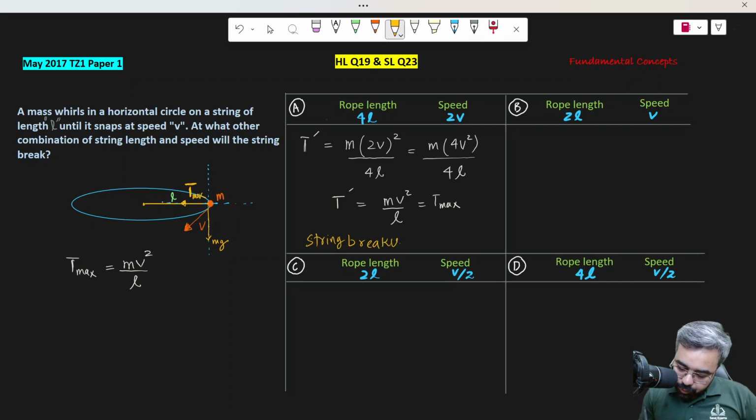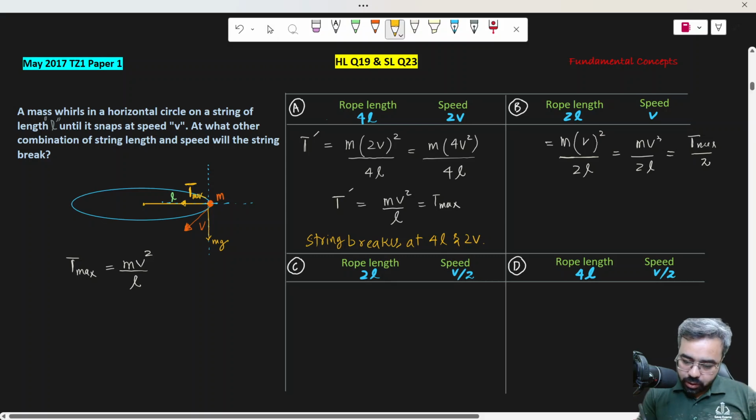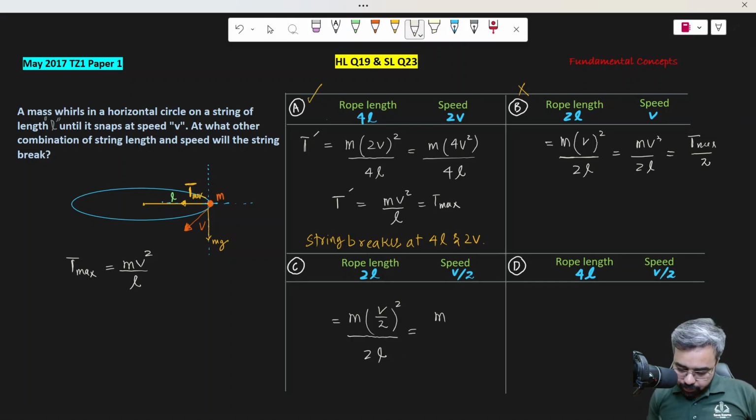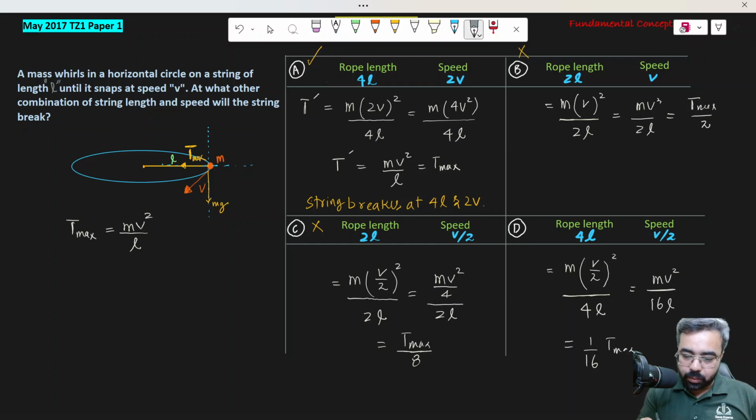But I will quickly show you the others. This is equal to mv square over 2L, which is, by the way, dear students, T max over 2. So it's half of the maximum tension. That should not be the right answer. A is the only right answer. The next will become mv square over 4 divided by 2L. In short, this will become maximum tension divided by 8, so it is 1/8. Obviously, it is also not the right answer. Last but not least, it will become mv square over 16L, which is 1/16th of T max. So finally, option A is the only right answer.